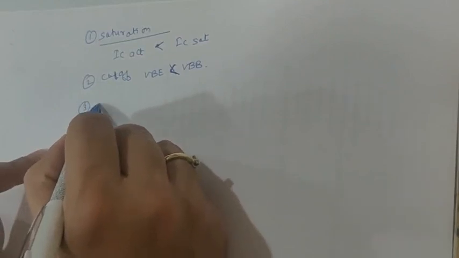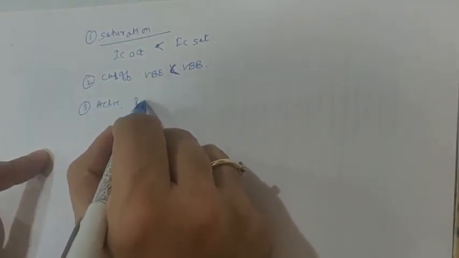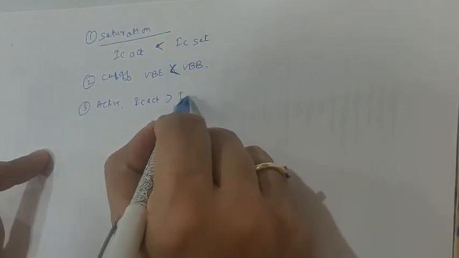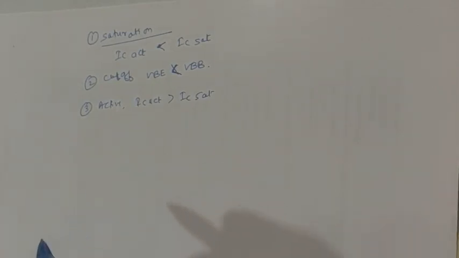And the last one is active region. So for active region, your IC actual should be greater than IC sat. Now let us take one numerical, easy numerical based on this condition so that you will understand how we can go for it.